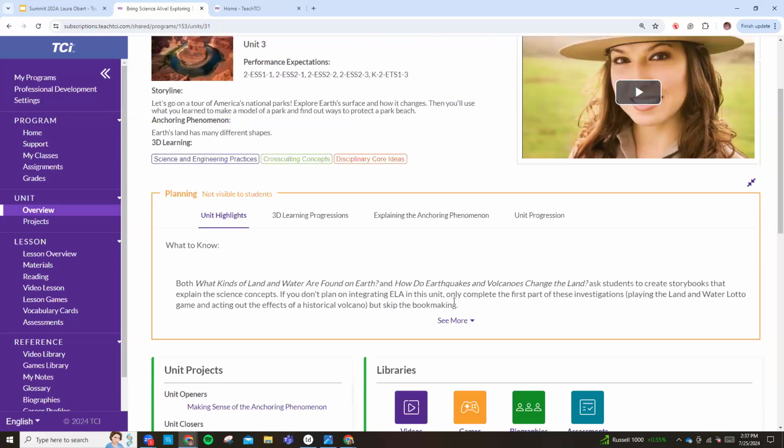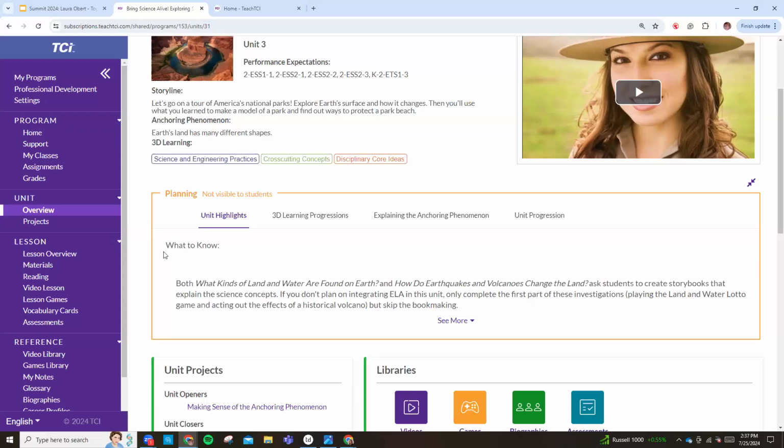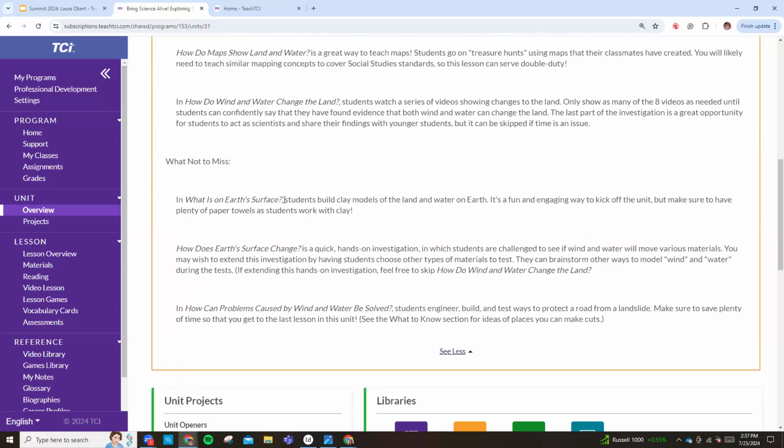One of the things that I want to highlight, we're now in a 2nd grade program. The platform looks the same K-5. Under this unit highlight, I'm in unit 3. Under this unit highlight, it'll tell you what to know, which is helpful because it lets me know how we're scaffolding and building throughout this lesson of instruction. But the biggest takeaway that I want you guys to leave here with today is underneath that, it tells you what not to miss.